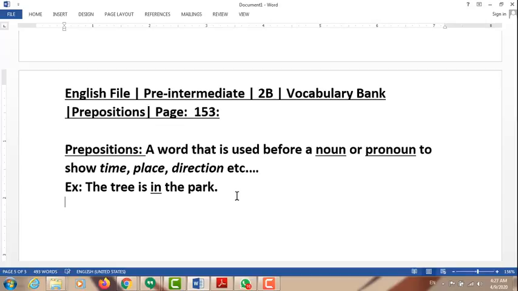Let me give you another example. My mother is at home. My mother is what? At home. Now, this "at" is what? This "at" is a preposition. What does it do? This "at" shows what? Direction. You can use it for place, for time, and for direction as well. Okay? So today we are talking about these prepositions.